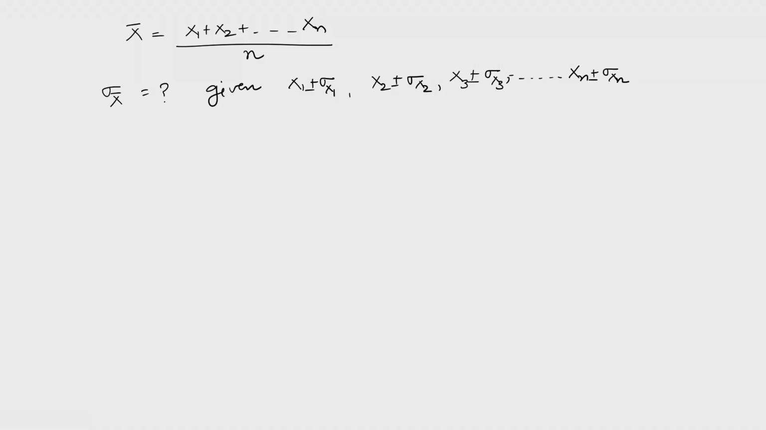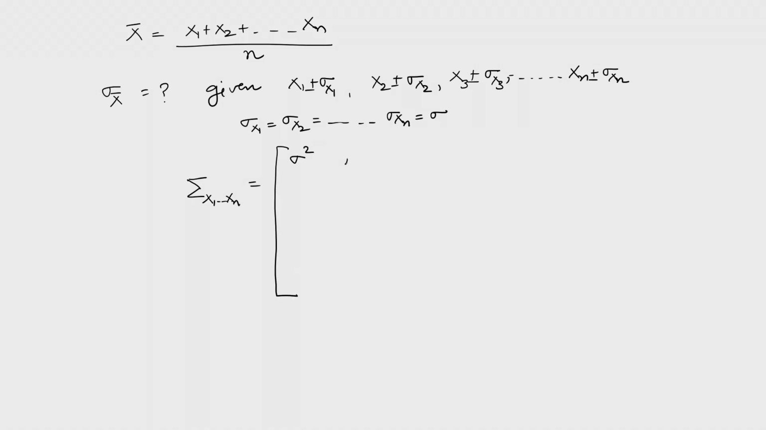Okay, let me make a simplification that all these values x1, x2 and xn are independent of each other, and secondly, all the values are coming from one distribution. So I write here sigma x1 equal to sigma x2 equal to sigma xn equal to sigma. That means they are coming from a unique distribution, but they are independent of each other. I am just writing it here, x1 to xn.